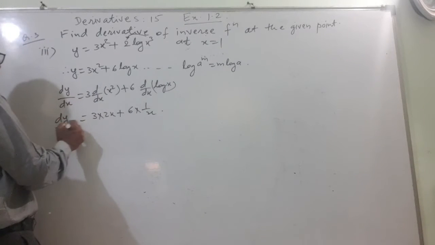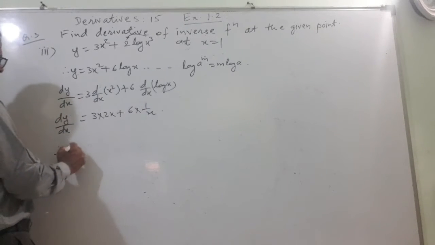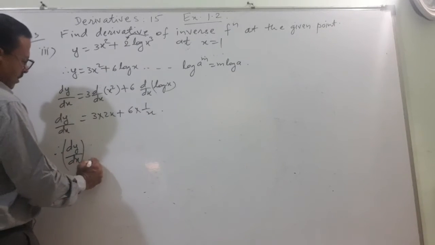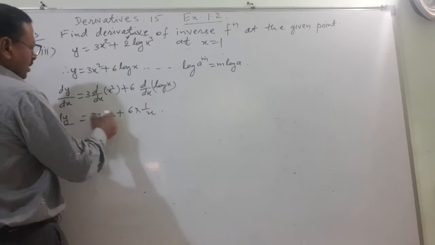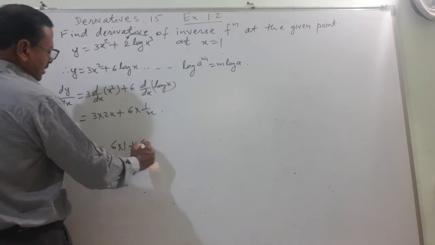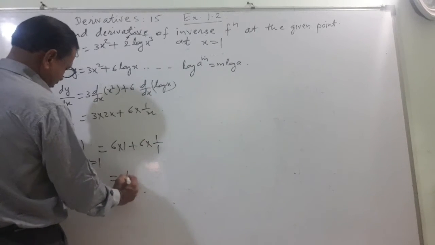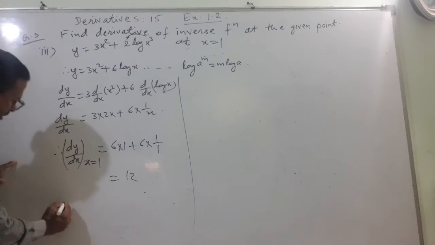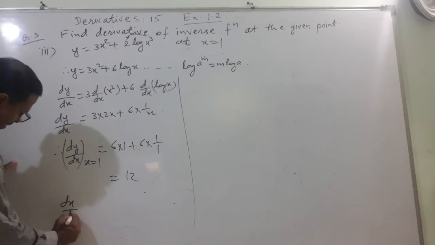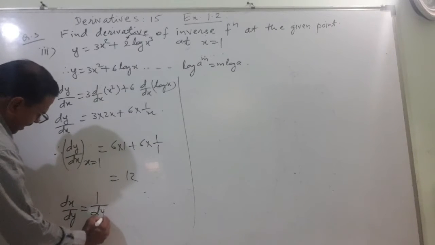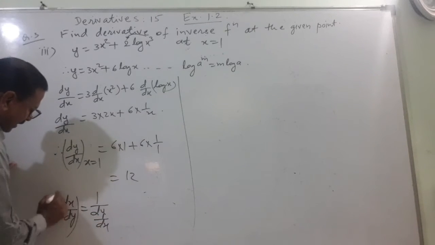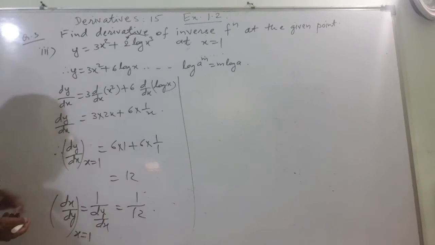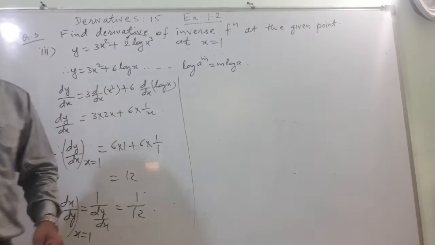This is dy by dx. Therefore, dy by dx at x equal to 1 is equal to 3 into 2 into 1 plus 6 into 1 upon 1, and that is equal to 12. But they want the derivative of the inverse function. So dx by dy is equal to 1 upon dy by dx at x equal to 1, that is equal to 1 upon 12. Either you put the value here itself or afterwards, that doesn't matter.